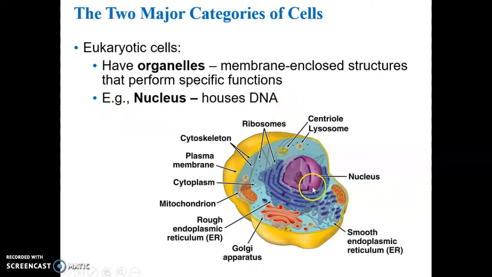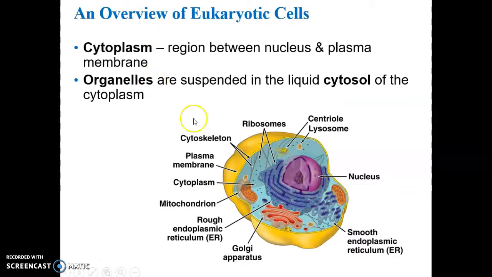So for example, the nucleus is an organelle, and its job is to keep the DNA enclosed and essentially protected. The cytoplasm is the location between the nucleus and the plasma membrane. So it is this region in light blue, and it's the region that has the organelles within it. The organelles are suspended within the fluid environment that is the cytosol. Think of solution, right? Cytosol. The word root cyte refers to cell.